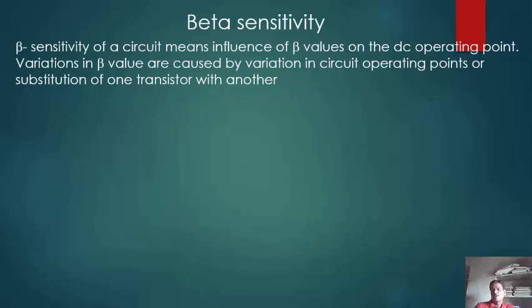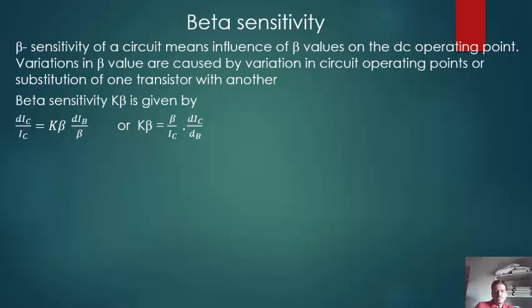What is beta? Beta is the current gain, and the sensitivity of that beta value depends upon the operating point. When we change the transistor, then its operating point also changes. Therefore, we can say that the beta value also changes, and the beta sensitivity K beta is given by dIC divided by IC equal to K beta into dIB divided by beta, or K beta is equal to beta divided by IC into dIC divided by dIB. So this is the beta sensitivity.